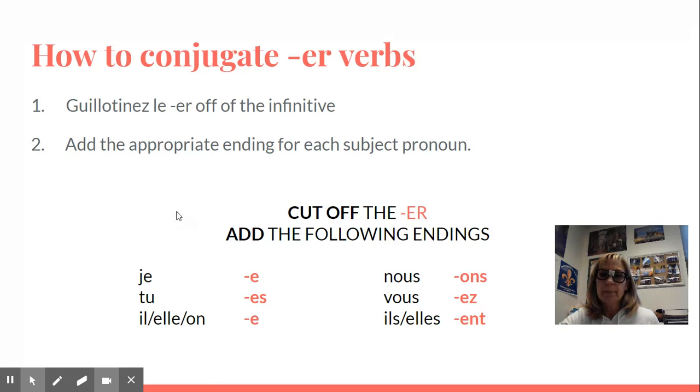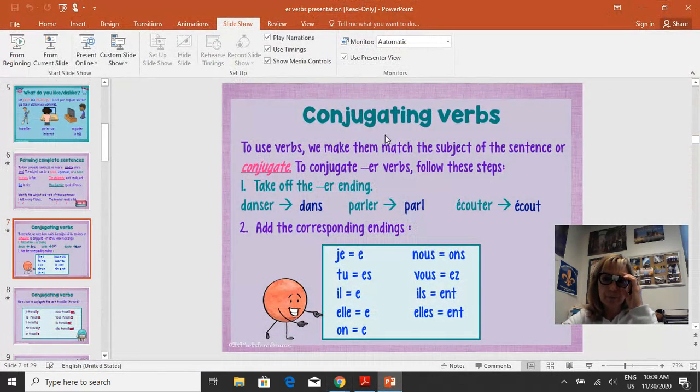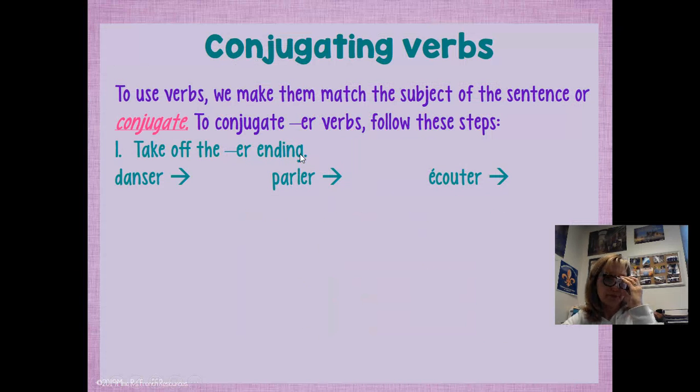So I'm going to flip back over to my other PowerPoint right now. Okay. And here we go. Think of this as like a math formula. We memorize this formula, we memorize the endings, and you can conjugate 85% of all the verbs in the French language. D'accord. So the step number 1, étape numéro 1.